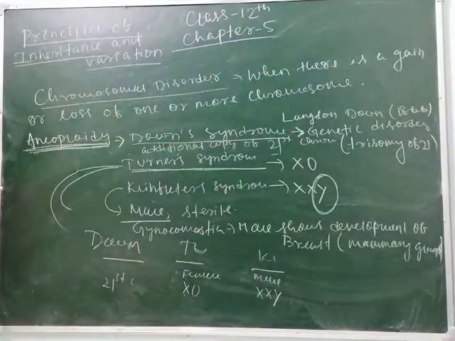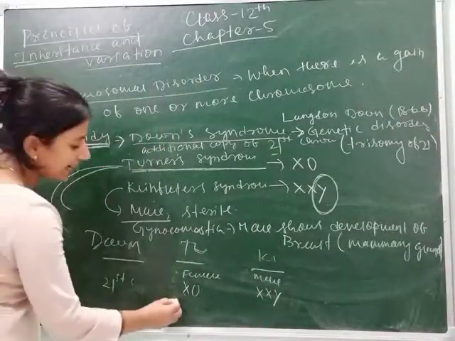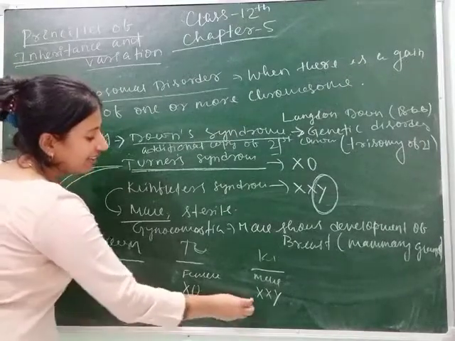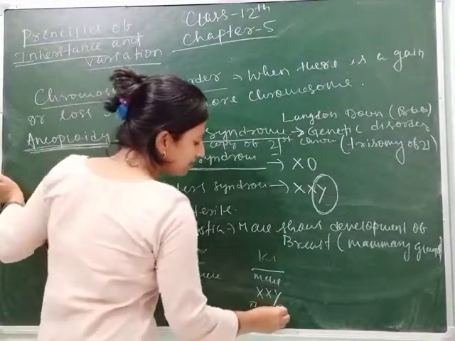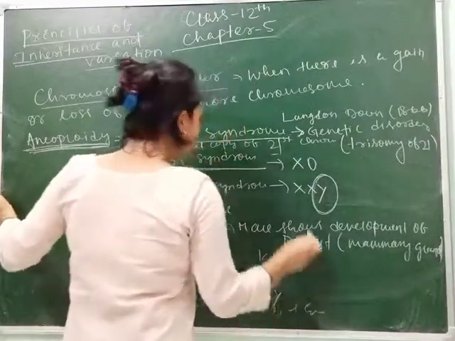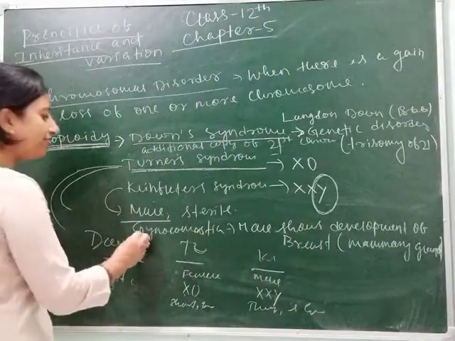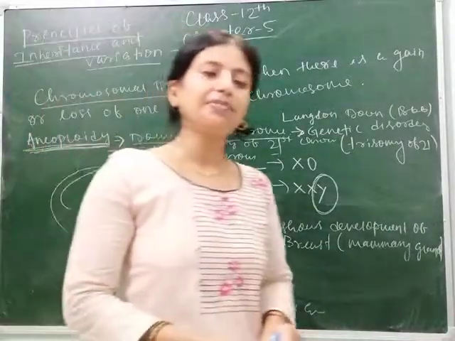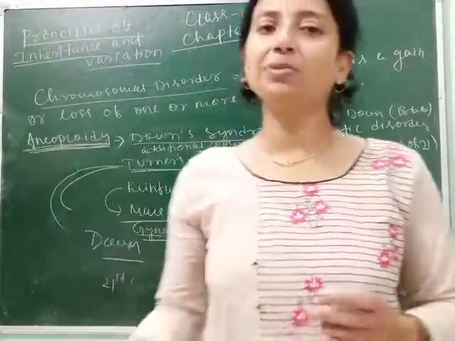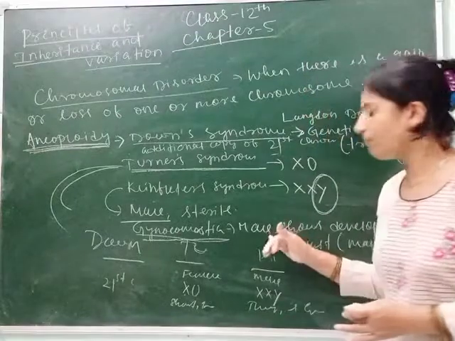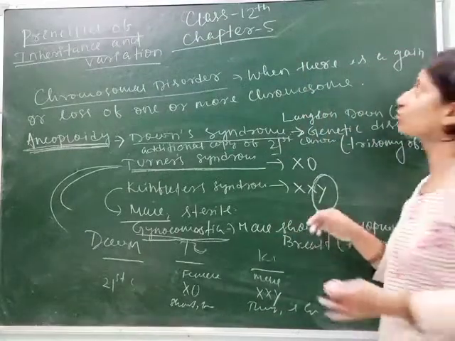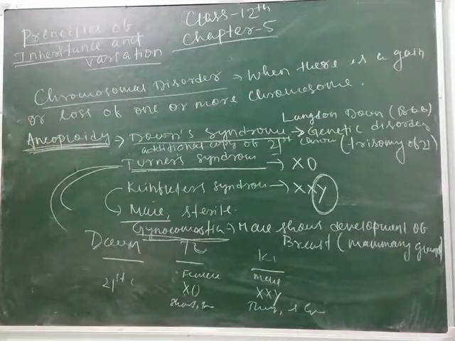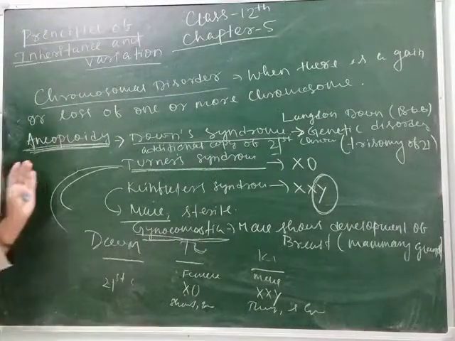The characters, which are the characters? They are short, having rudimentary ovary. They are tall, and show gynecomastia. Gynecomastia is the most important word you have to remember. This is the condition in which a male develops feminine character, means development of mammary gland. So students, this is all about your chromosomal disorder and completion of your chapter 5.